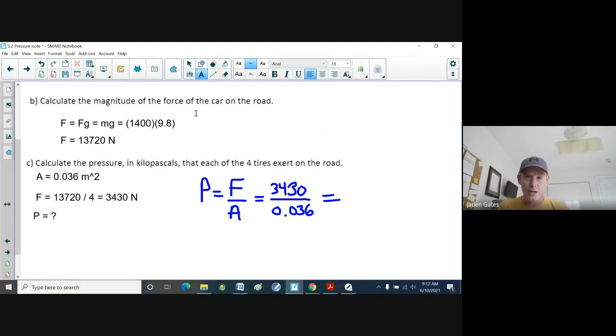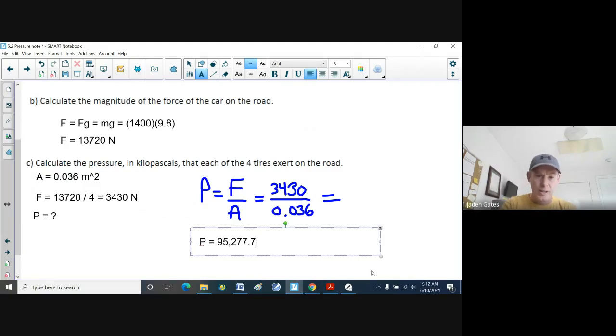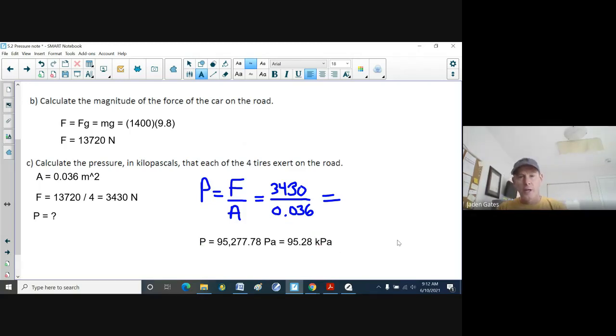So let's see here. I take 3,430 and divide it by 0.036. I end up with, whoa, yeah, I do get a big number, 95,277.78 pascals, which I could convert to kilopascals by dividing by 1,000, and it would be 95.28 kilopascals. And there we go. So that is all about pressure.